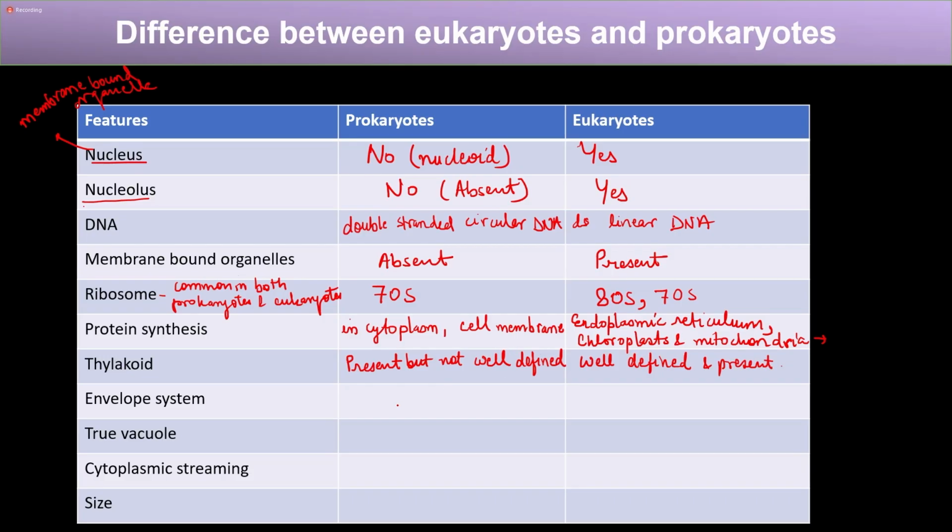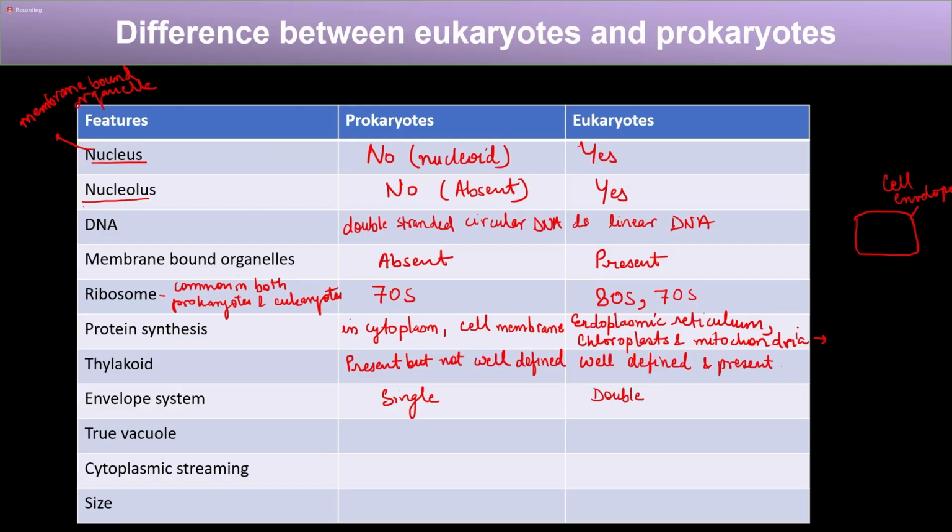Now, if we talk about the envelope system, what does the envelope mean? It means the outer covering, or a covering, something like this. So if we talk about prokaryotic cells, they have only one envelope, that is this cell envelope. If you remember, the prokaryotic cell has a cell envelope of 3 layers. So prokaryotic cells have a single envelope system, while eukaryotes have a double envelope system.